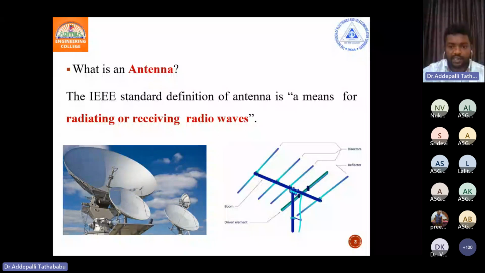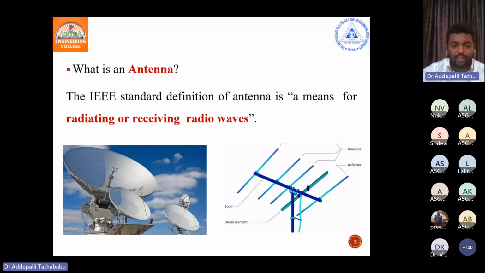According to the IEEE standard, an antenna is a device that radiates or receives electromagnetic waves. Generally, it is a metallic structure, whether a metallic rod or copper or any material, that produces electromagnetic waves and receives electromagnetic waves from the other end.